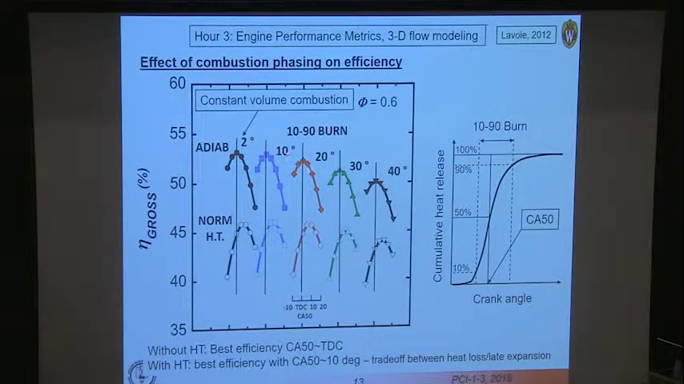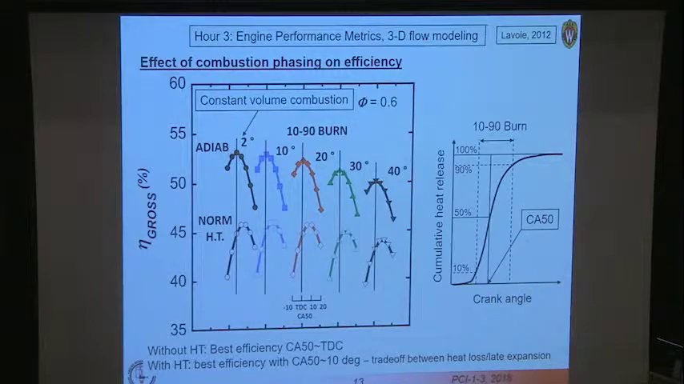So the different plots you see here are for different 10 to 90 burns. If you have a 40 crank angle degree burn, that's a long time to get from 10 to 90, your total efficiency decreases because part of the combustion process is occurring very late and you're not extracting the maximum amount of burn. So that's interesting.